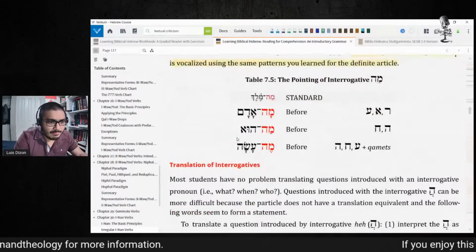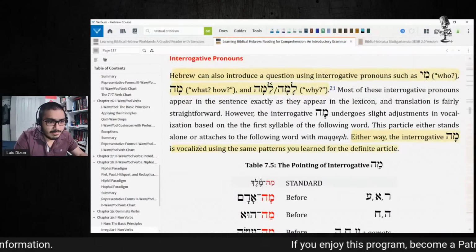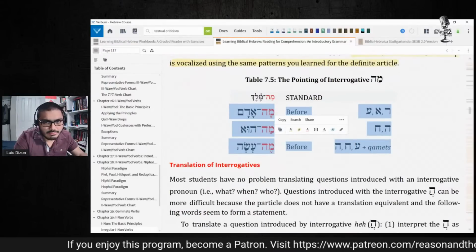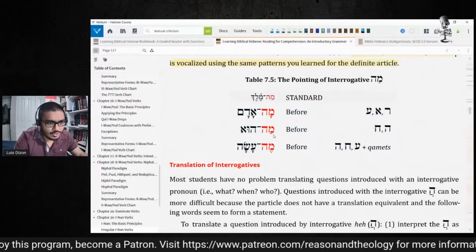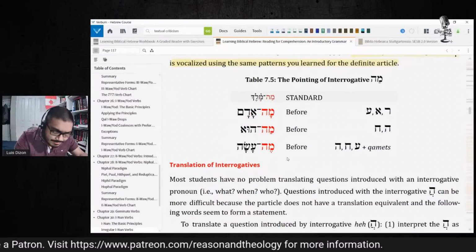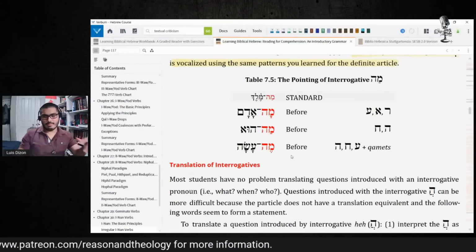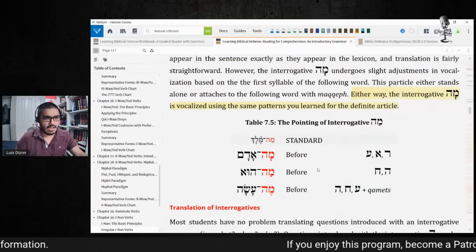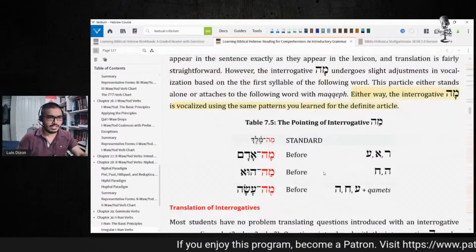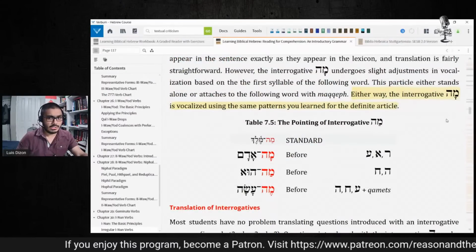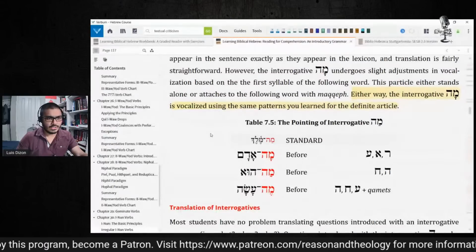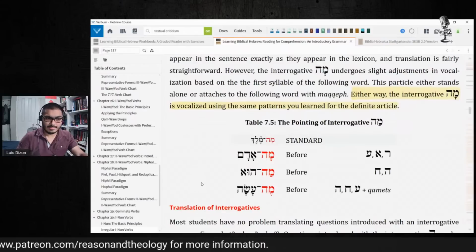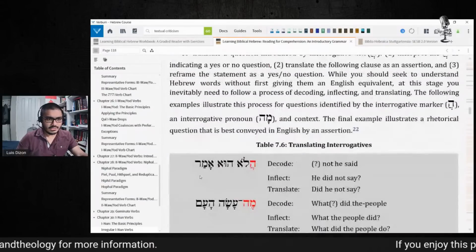The word ma typically has a qamets, but once again, because Hebrew likes to confuse us with its vowel changes, it can also come with a patach or a segol. Just a note: when you're memorizing these vocabulary items, always take into consideration the fact that the vowels can and do change. The standard vowel form that you'll find may not always be the vowel that it comes with.